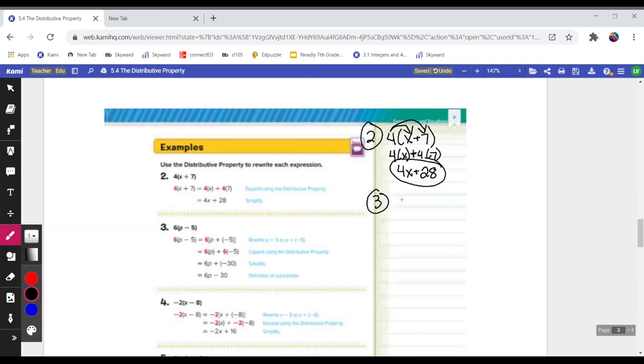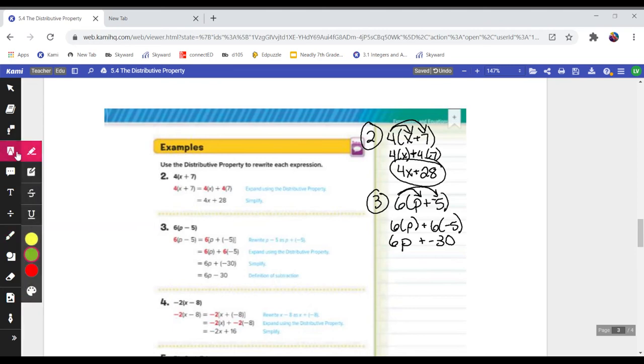Let's try number 3. We have 6 times the quantity p minus 5. Well, it's subtraction, so I'm going to add and make it into a negative 5. 6 times p, and then I'm going to do 6 times negative 5. That simplifies to 6p plus negative 30. Again, I can't put 6p together with negative 30 because they are not the same, meaning one is a constant, which is negative 30, and the other one has a variable, which is the letter p.